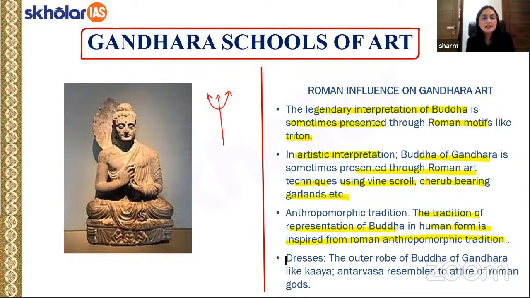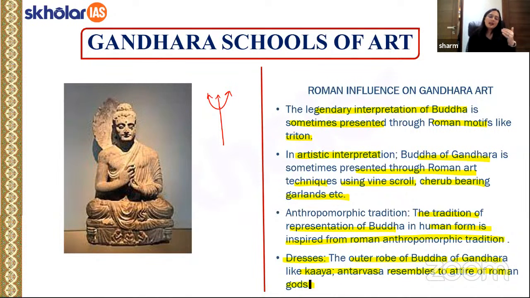Apart from the students, another important influence that can be seen is pertaining to the dresses. That is, the dresses of Lord Buddha is something that bears a similarity from the sculptures of the Roman period. Okay. Now, the outer robe of Buddha of the Gandhara, such as the Kaya and the Antarvasa, resembles the attire of Roman gods.